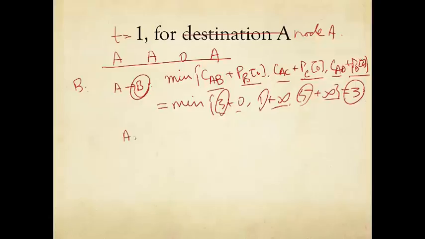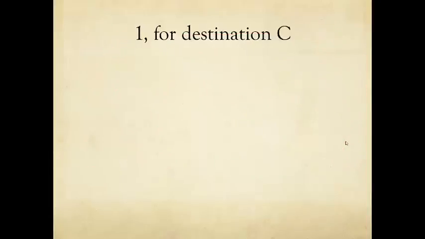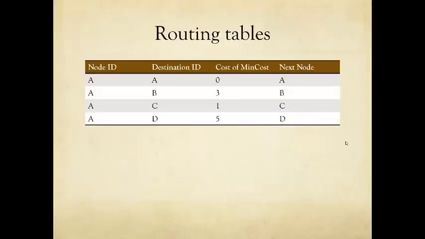Similarly, you can look at how do I get from A to C and how do I get from A to D, and you will see the answers are respectively 1 and 5. Okay. So you can now summarize this as the following.